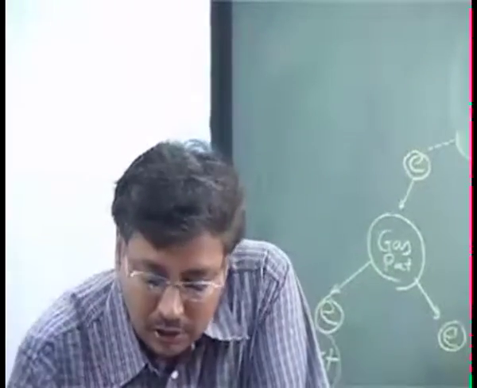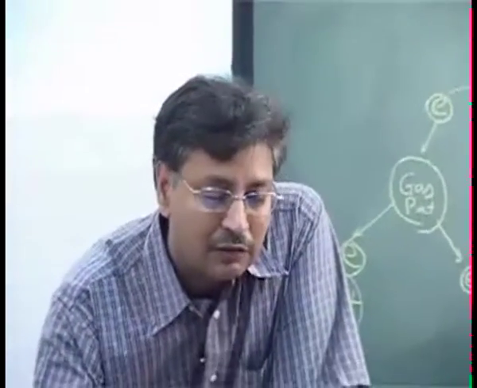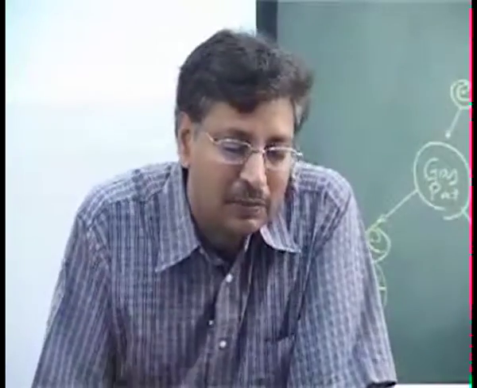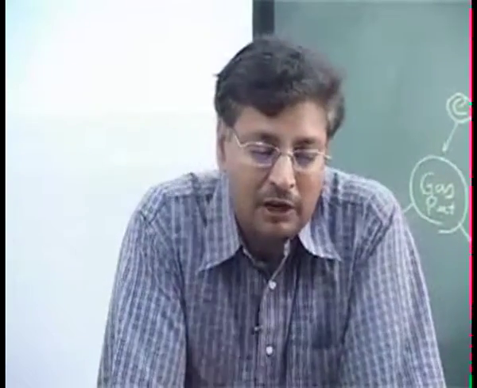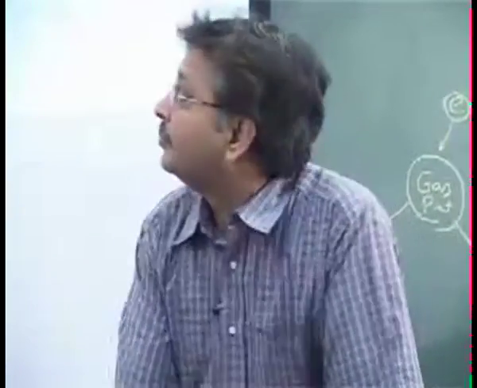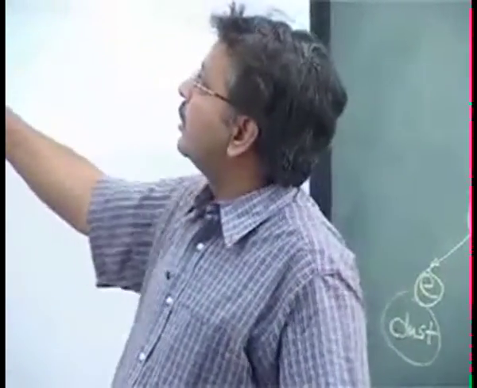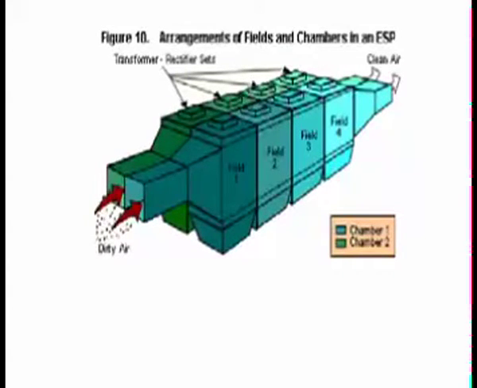So what I'll do is I downloaded some pictures for you. Let's see if you can see that one. This is what a typical ESP will look like, with 4 fields. You have the transformers and rectifiers fitted onto the top: field number 1, field number 2, field 3, field 4, and generally they run in parallel.